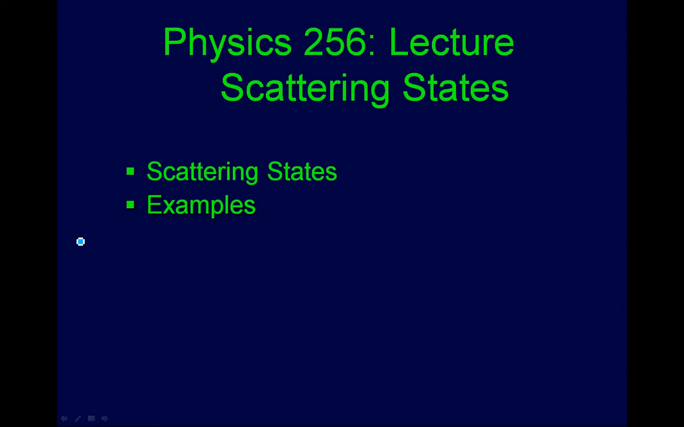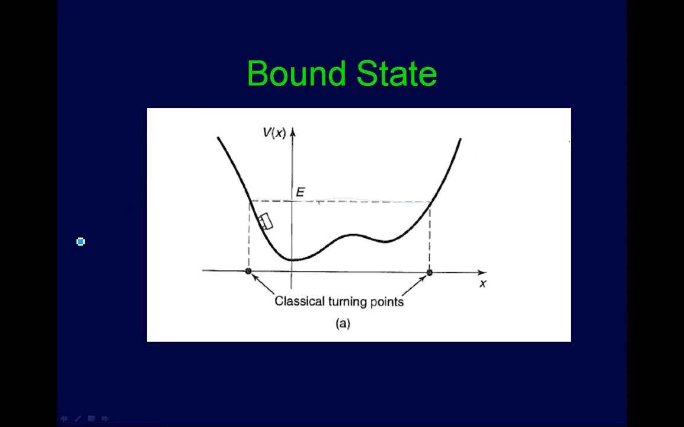Let's talk about a group of problems called scattering problems. If you look at the one-dimensional potential classically, there's two types of motion you can come up with. The first is bound state motion, and here's an example of that.